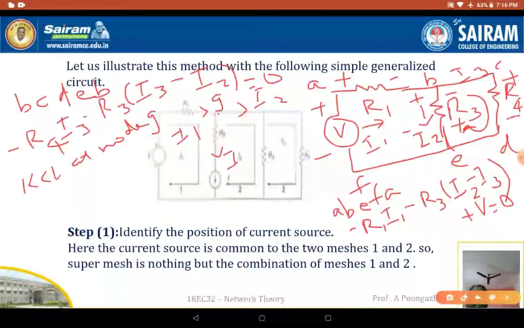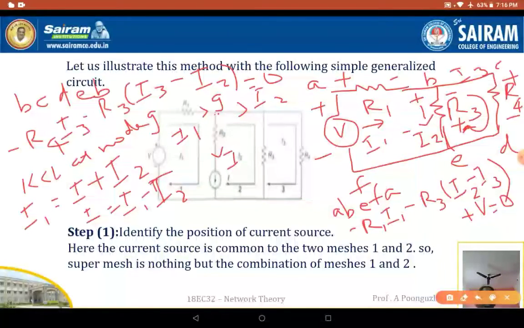So if I apply KCL at node G, the sum of incoming currents is equal to the sum of outgoing currents. The incoming current to this node is nothing but I1. The outgoing currents are nothing but I plus I2. So now I is equal to I1 minus I2. So this is your current I.